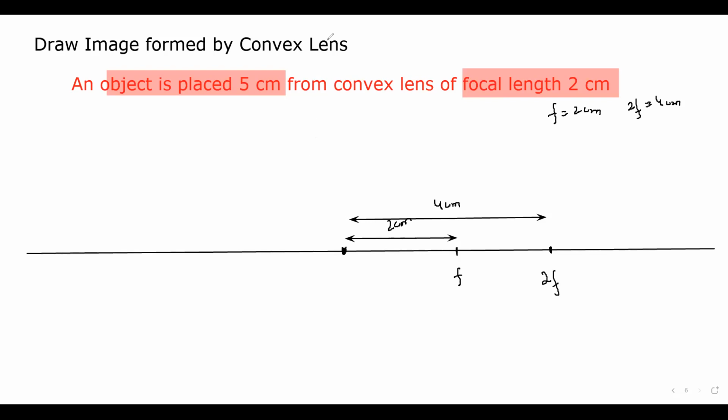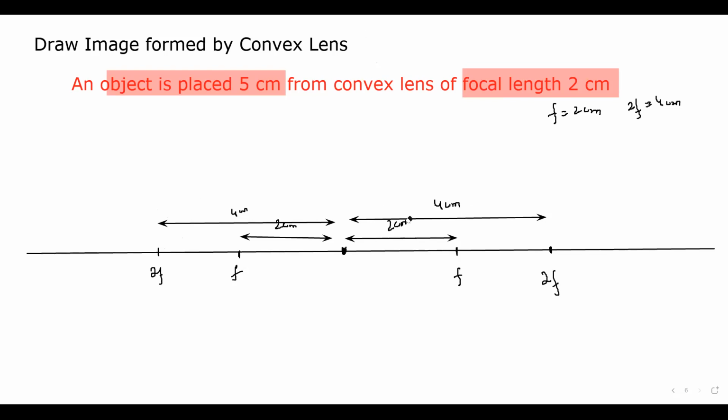Then do this on the other side as well. We mark F and 2F on the right hand side, and now we'll mark F and 2F on the left hand side. Measure 2 centimeter on the left hand side and mark the position F, and then measure 4 centimeter and mark the point 2F. F is 2 centimeter and 2F is 4 centimeter, on the right hand side as well as on the left hand side.